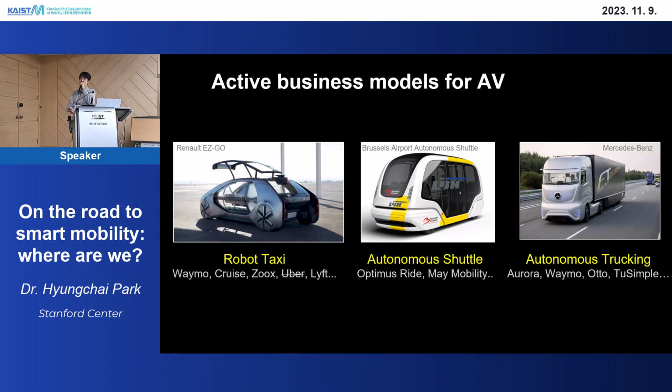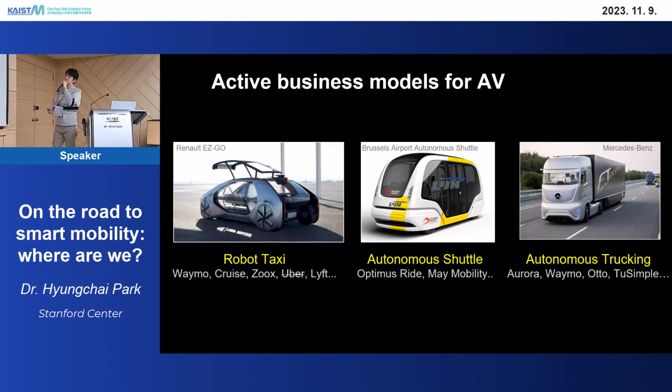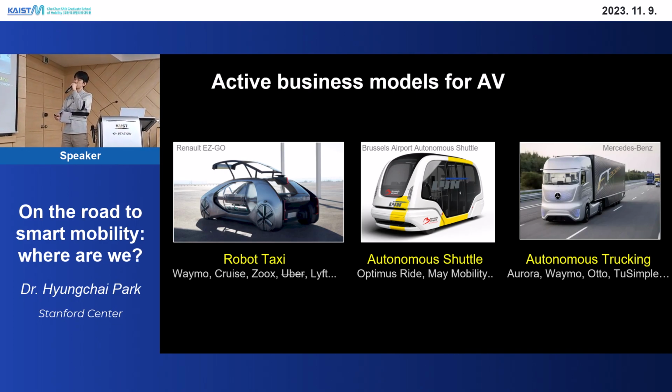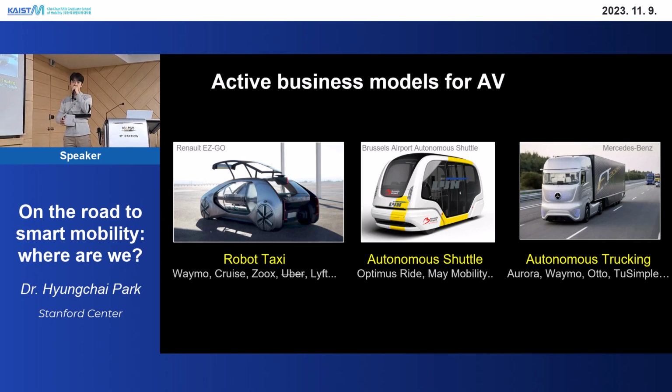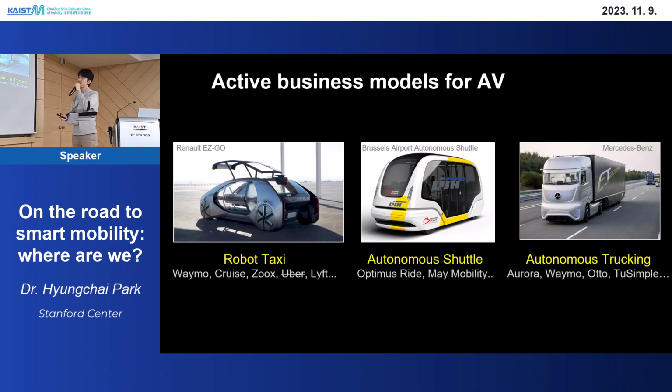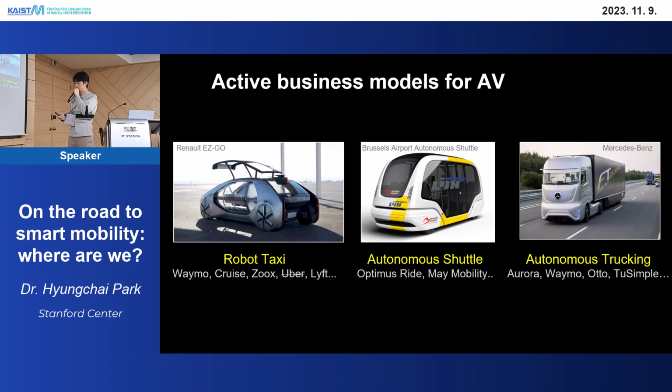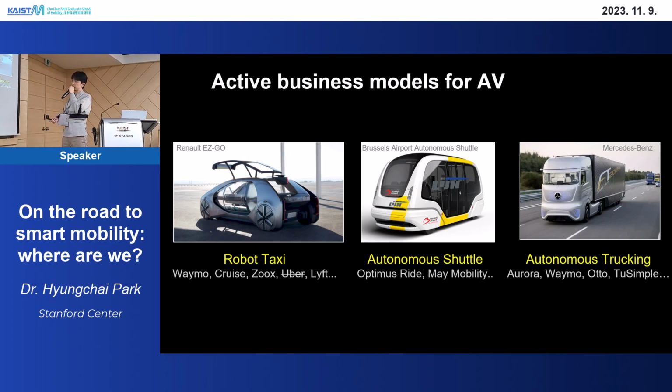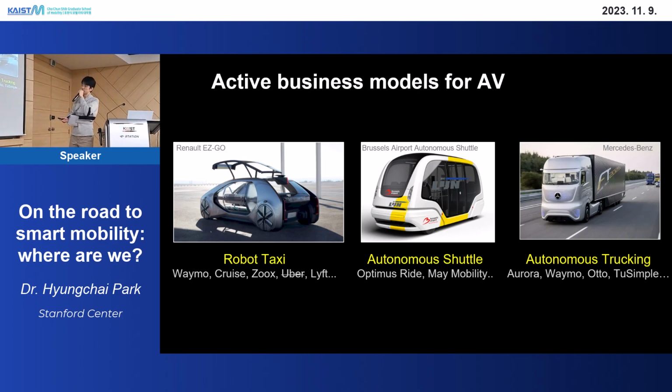So I think I mainly talked about the dark side of autonomous driving, but there is a bright side too. Even though autonomous driving technology has not been fully completed yet, some companies are still trying to find active business models that can make money using autonomous driving technologies. The most famous one is robotaxi. Waymo and Cruise are actually providing robotaxi service in San Francisco, and Zoox too. Uber actually left the robotaxi industry, and there is Lyft, and autonomous shuttles.